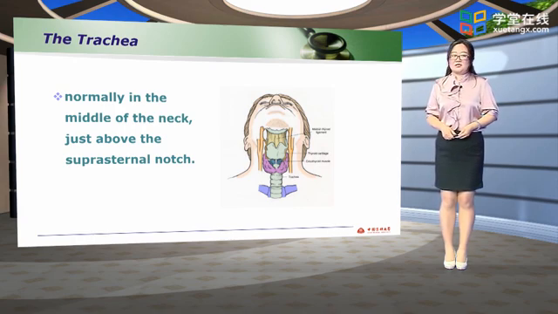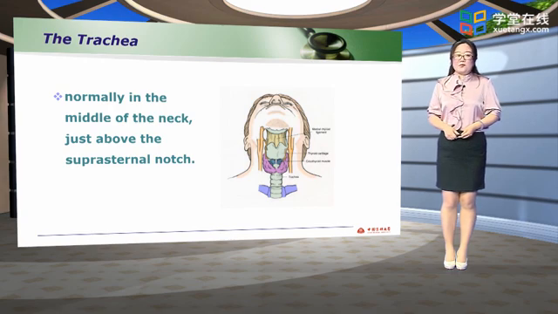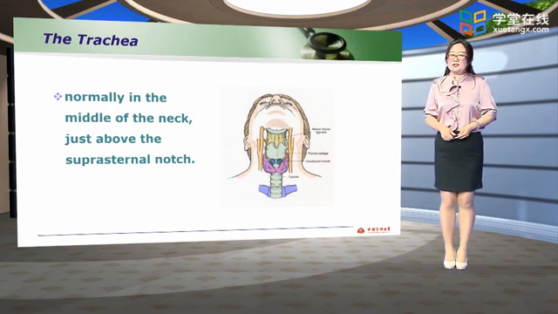Okay, next part, the trachea. The trachea is normally in the middle of the neck, just above the suprasternal notch. When we palpate the trachea, we put the index finger and ring finger on the protrusion of the sternoclavicular joint. Then we use the middle finger to palpate the trachea. If the distances from the middle finger to the index and ring fingers are the same, it means that the trachea is at the midline of the neck.